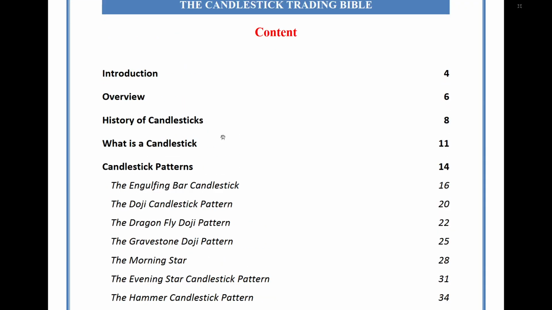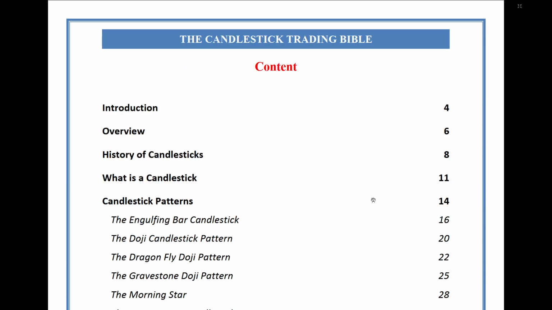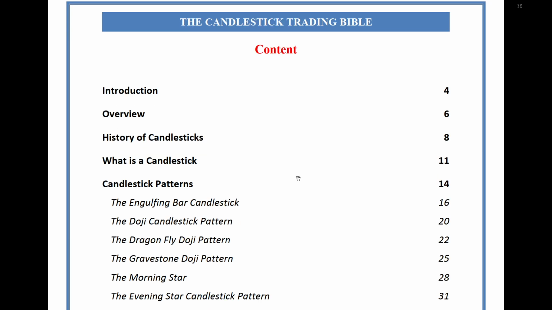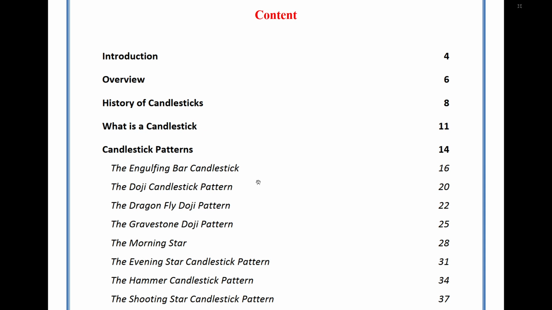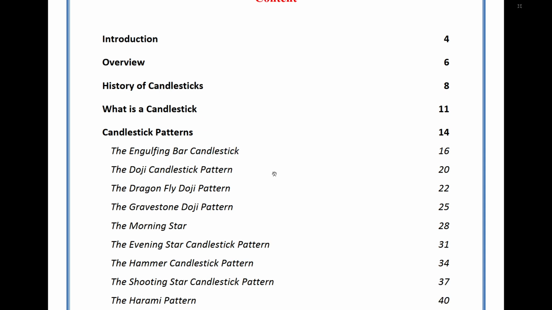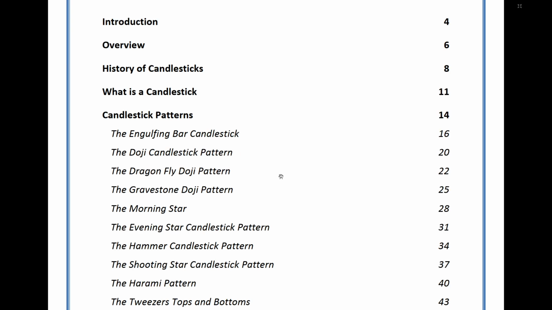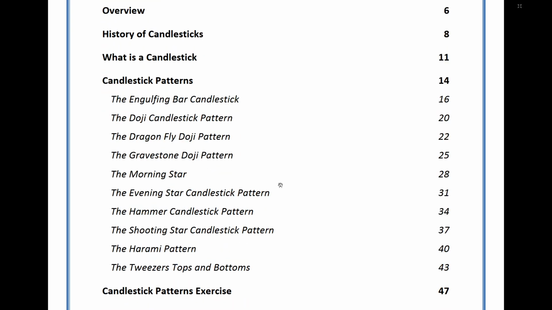Now, this is the content of what we'll be studying. First of all, we'll understand the history of candlesticks. We will need to know what a candlestick is, and the candlestick patterns. So this is the key area. The engulfing bar candlestick, the doji candlestick pattern, the dragonfly doji pattern, the gravestone doji pattern, the morning star, the evening star candlestick pattern, the hammer candlestick pattern, the shooting star candlestick pattern, the harami pattern, the tweezers tops and bottoms.